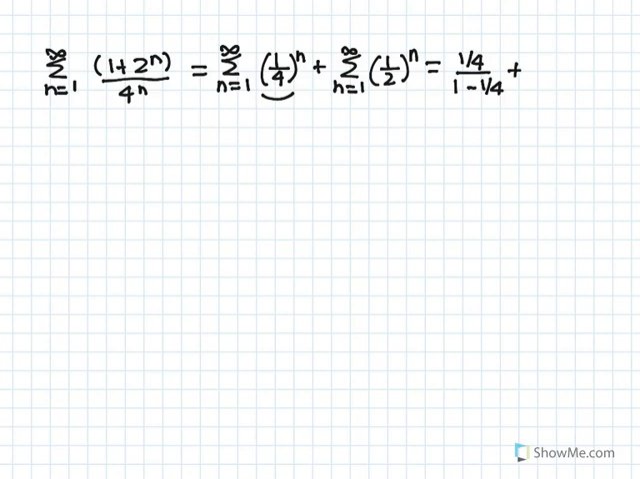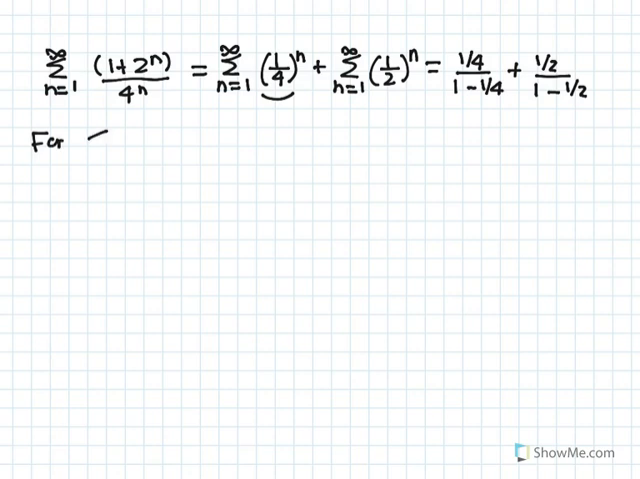For the second geometric series, we have the first term. Plug n equals 1, we get 1/2 to the power of 1. So a is equal to 1/2. That goes in the numerator, divided by 1 minus r, where the common ratio is 1/2.